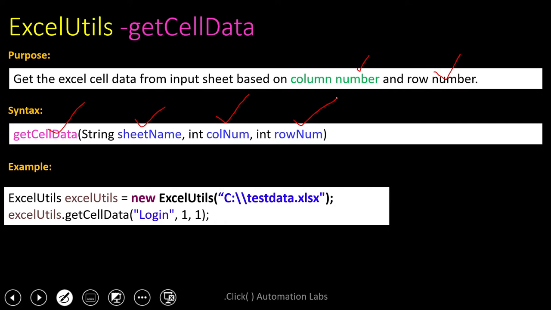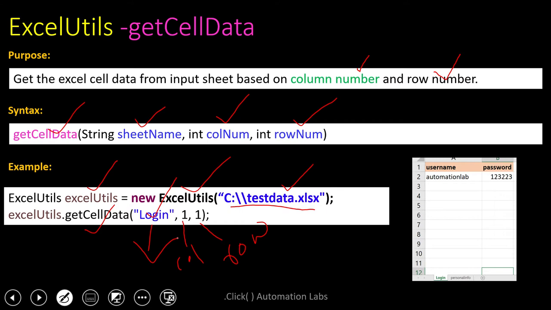Let us assume that I have testdata.xlsx in my C drive. This is my Excel utilities class, and I have created an Excel utilities object, and this object dot get cell data is my method. I'm saying that please read the data from the login sheet at first column and first row. What it does is it will connect to the Excel sheet you mentioned here, testdata.xlsx, look for the login sheet and get the data at column 1 and row 1. So this is the purpose of this particular method.